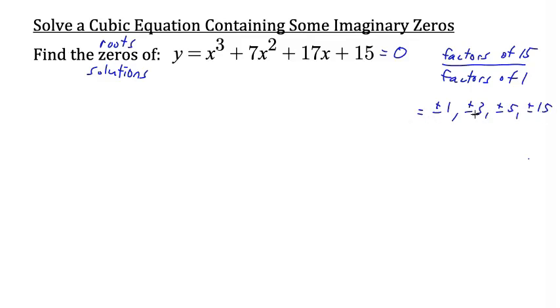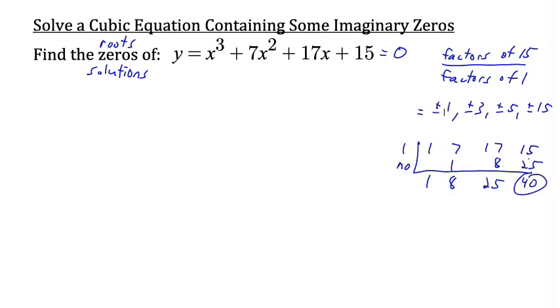Let's use synthetic division to hopefully find a rational root. As we set up our synthetic division, we'll be using 1, 7, 17, and 15. And we'll start with a root of 1. We do not have a remainder of 0, so let's keep looking. We'll try negative 1. We have a remainder of 4, so negative 1 is not a root.